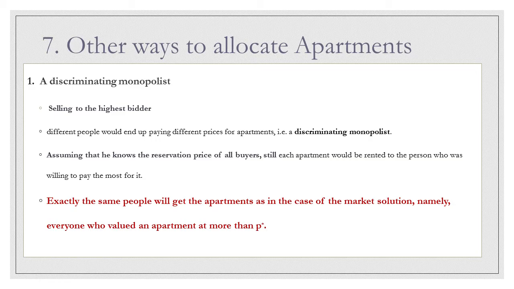Now in terms of outcome, exactly the same people will get the apartments as in the market solution we saw in the previous example. Everyone who valued an apartment greater than P star will get the allocation in a similar fashion. Now let's switch to the second case, which is that of the ordinary monopolist.